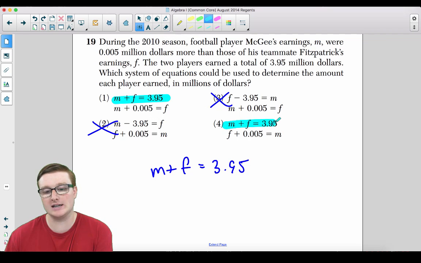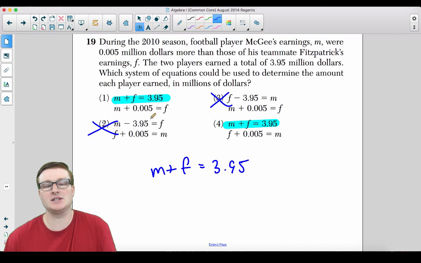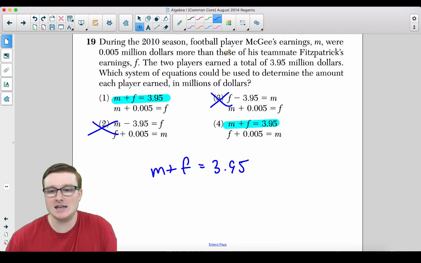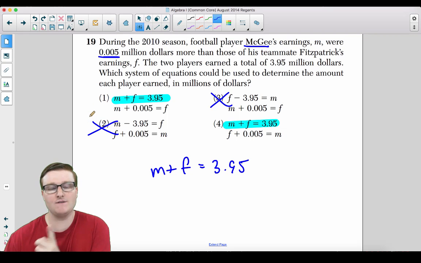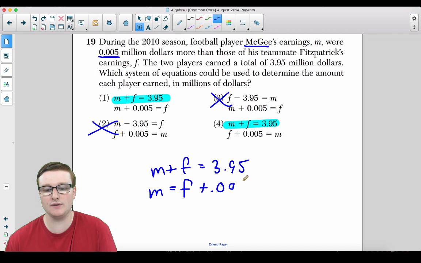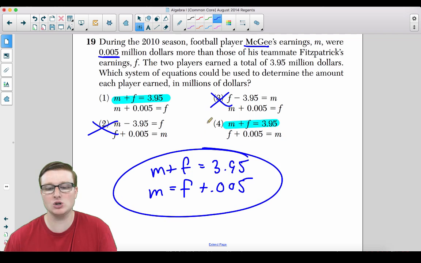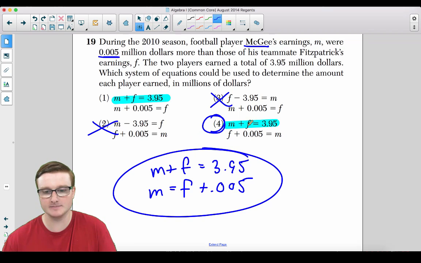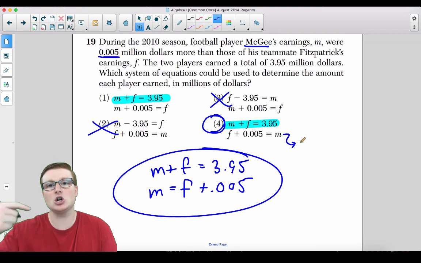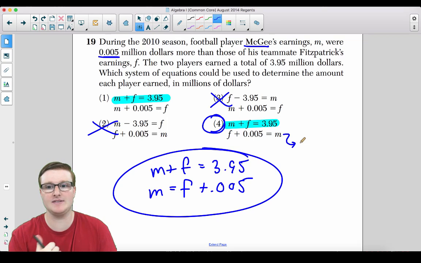These are their total earnings. Now we just have to figure out what the second equation is. They're saying that McGee's earnings is $0.005 million more than Fitzpatrick. So therefore, McGee's earnings is going to be Fitzpatrick's earnings plus $0.005 million. And the one that shows that is going to be choice 4. The bottom equation represents McGee earning $0.005 more millions of dollars than Fitzpatrick, and that will be his earnings. So that's why it is going to be choice 4.